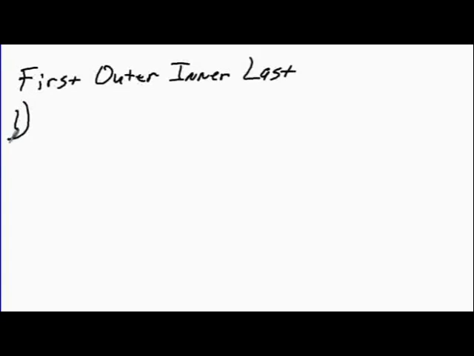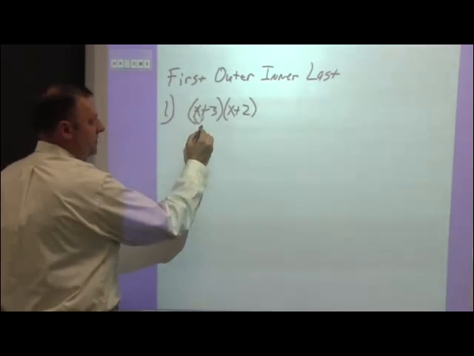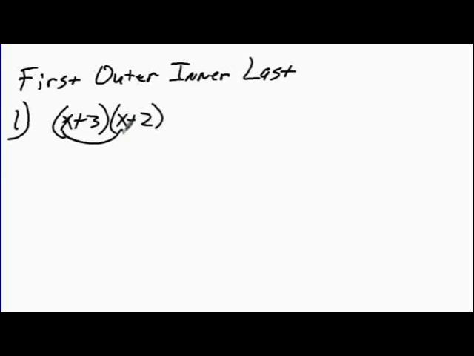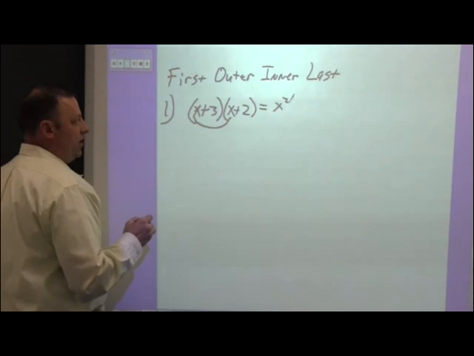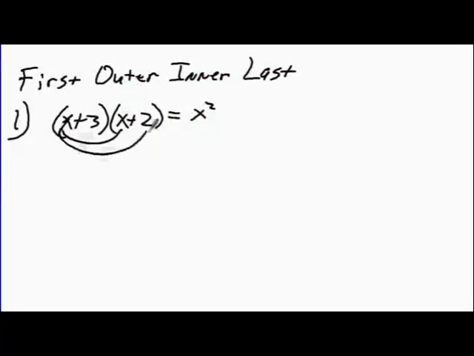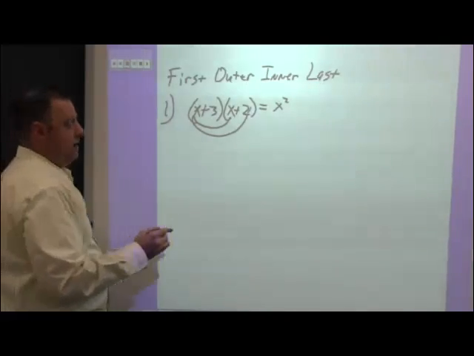x plus 3 times x plus 2. And I'll show you what I mean by first. You're going to multiply the first in each set of parentheses. So x times x, that's going to be x squared. Then you're going to multiply the outer. That means the outside here and here. So it looks like this. So x times 2, that's 2x.